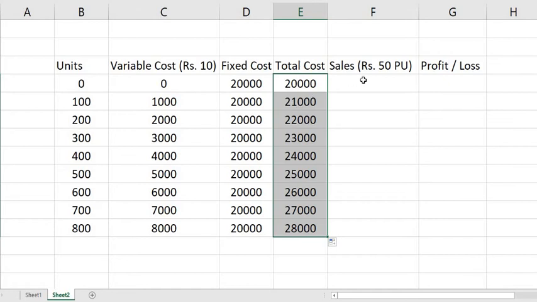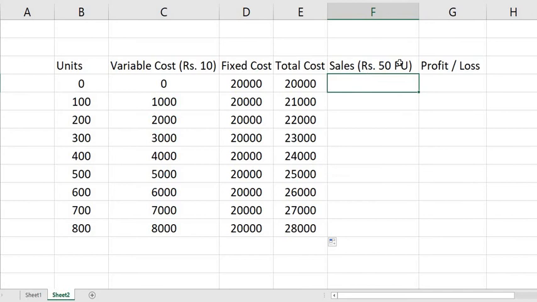Now selling price per unit. Sales is 50 rupees per unit. Now what happens when you produce 0 units and sell 0 units? You know that answer is 0. So it will be 0 units into rupees 50. So that is equal to 0.